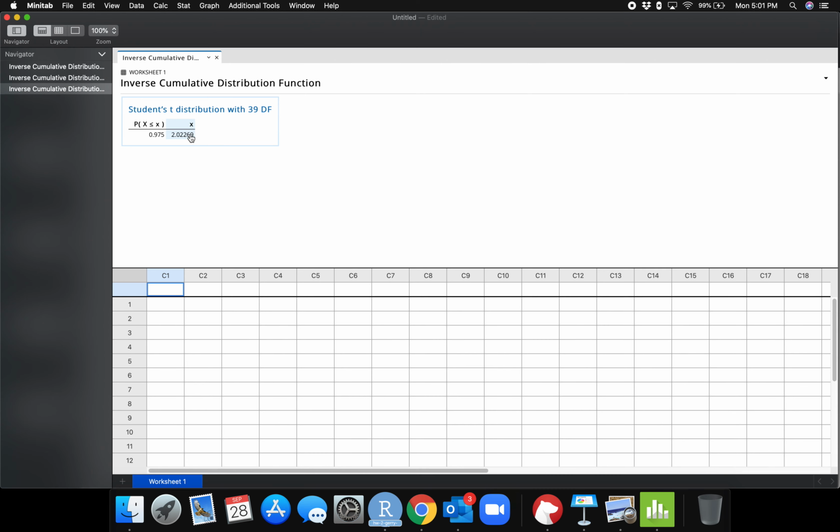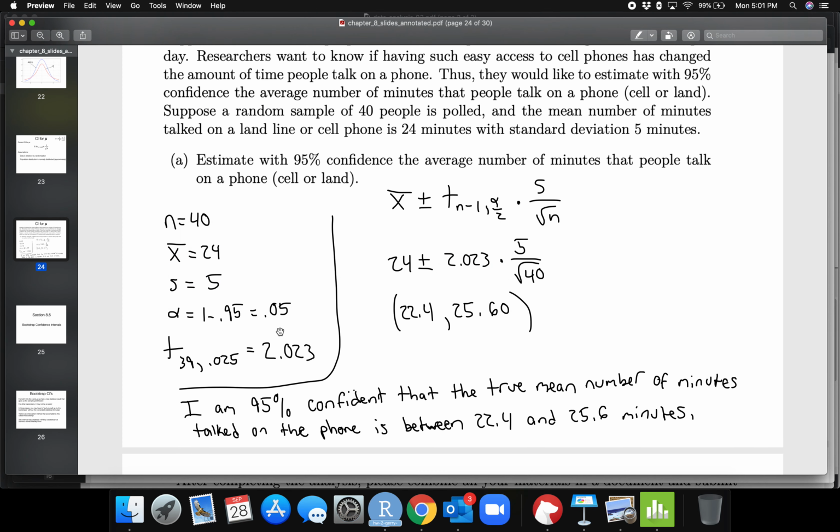When I click OK, the number that comes out is 2.02269, and I'll round that to 2.023. Generally, I'll round z-scores to 3 decimal places, unless they're sort of special, and then I'll round them to 2 decimal places. So 2.023. That's where I got this number here. Again, I have all the information I need. I substitute it into my simple equation up here, write out the numbers, and then I come down here. Here is my interval, 22.4 to 25.6.